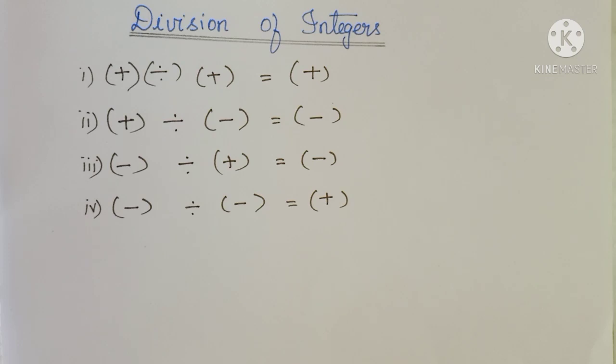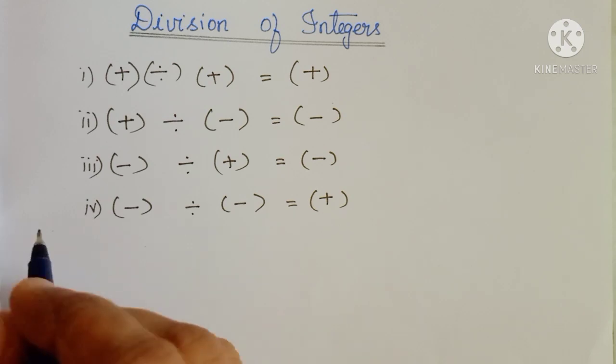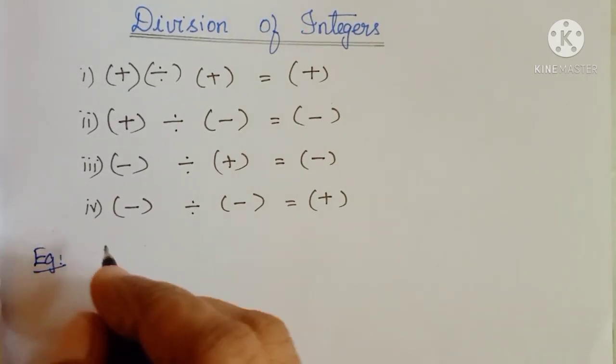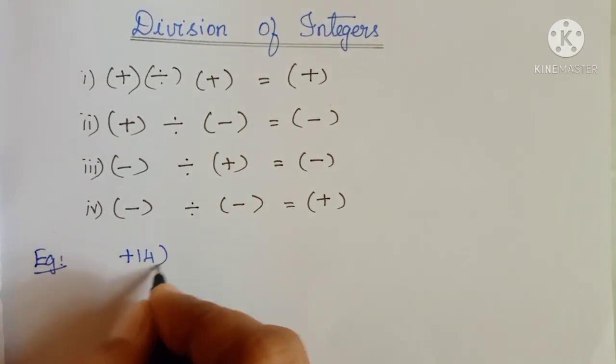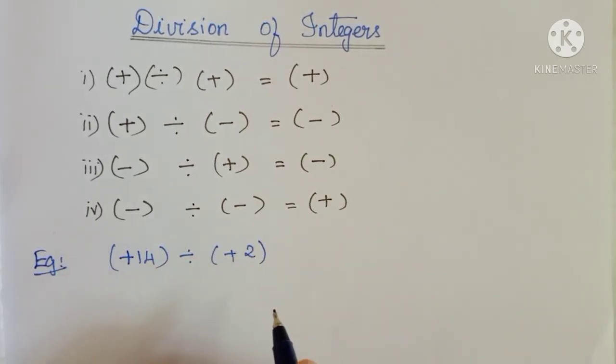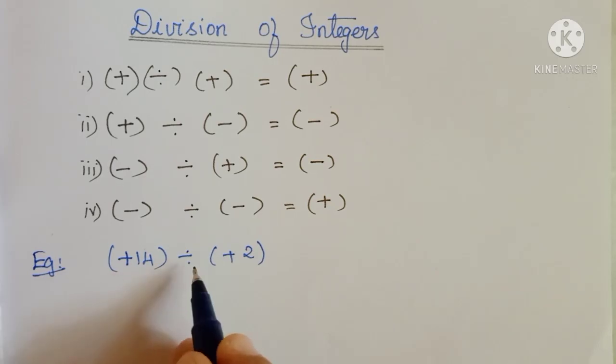Now we will see each formula with a simple example. Easily you can get a clear idea, then you can solve on your own. Let us start with the first formula, plus divided by plus. I will take one simple example. Plus 14 is divided by plus 2. I took a simple table. Plus 14 divided by plus 2.